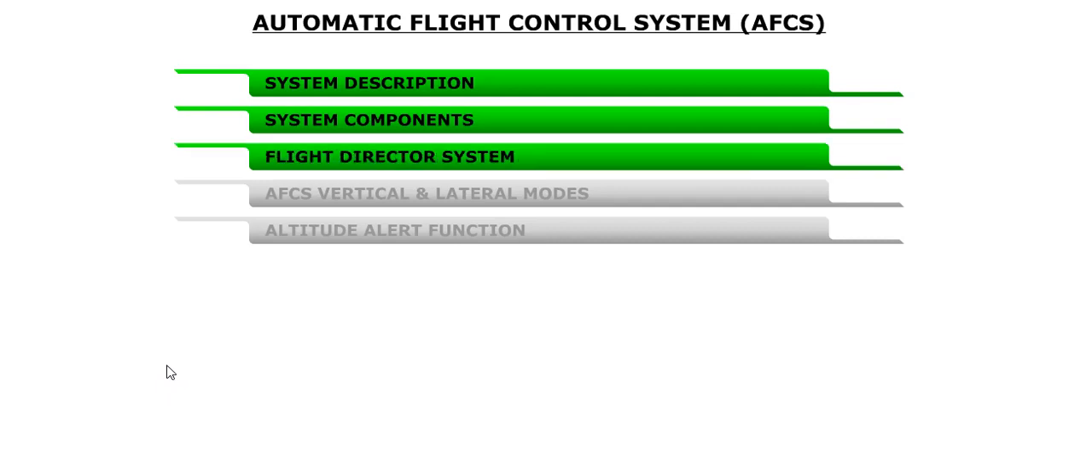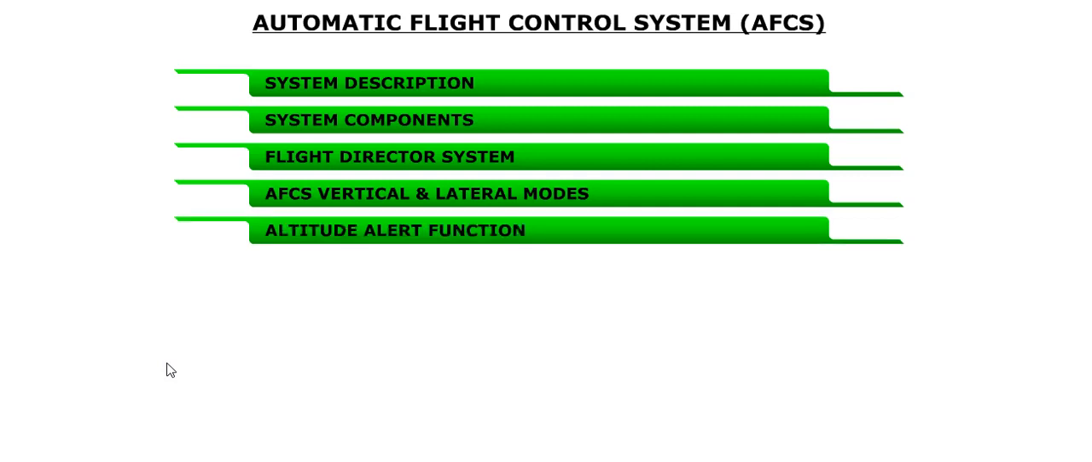Next, we will look at the flight director system. Moving on, we will look at the different AFCS vertical and lateral modes. Finally, we will look at the AFCS altitude alert function.